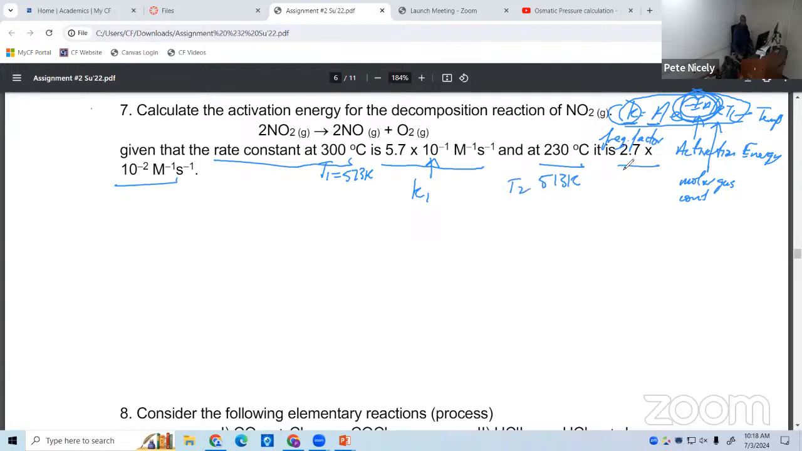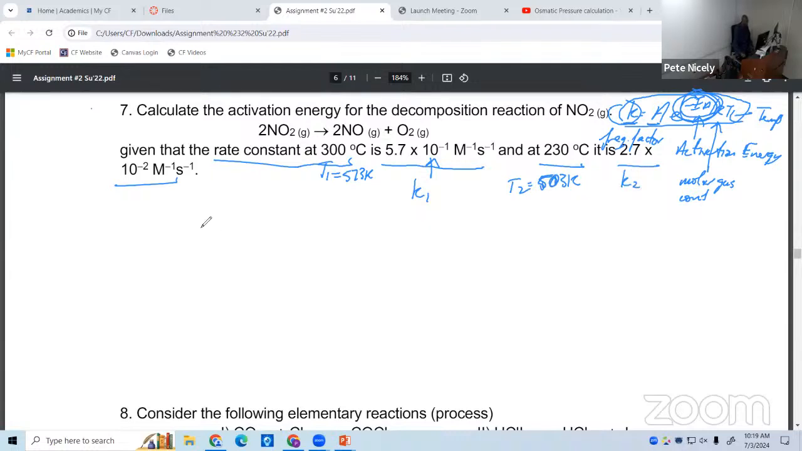I'm sorry? 503, not 513. 503, my bad. Yeah, you're right. 503 Kelvin, thank you. And the corresponding rate constant would be K2, right?